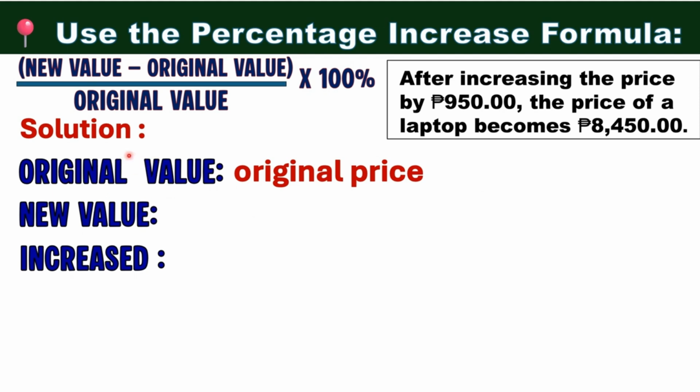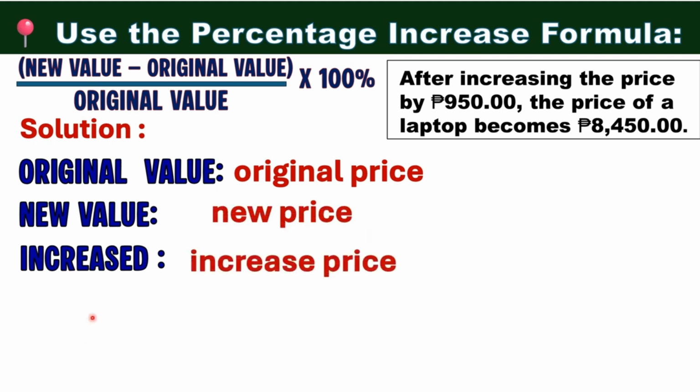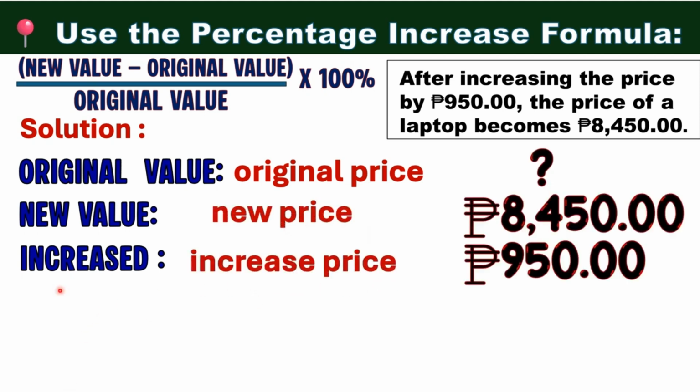Again, we have the given from the problem. We have the original value, which is the original price. The new value is the new price. And we have the increase, which is the increase in price. The increase in price is 950 pesos, while the new value is 8,450 pesos. Okay, the original price is unknown. So we're going to find the original value.